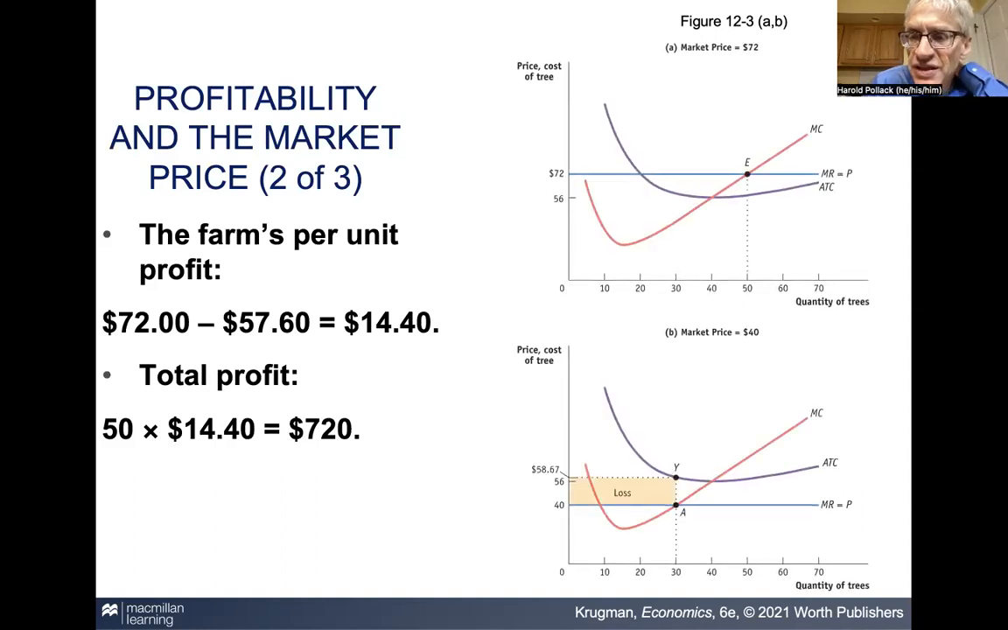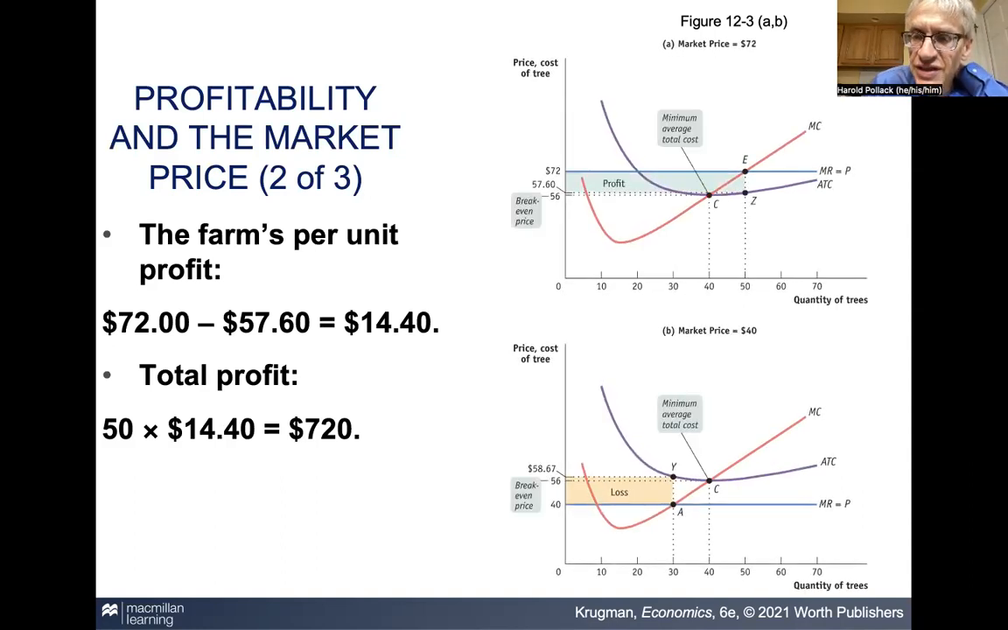So let's just see if we can fill in all these spots. Okay.